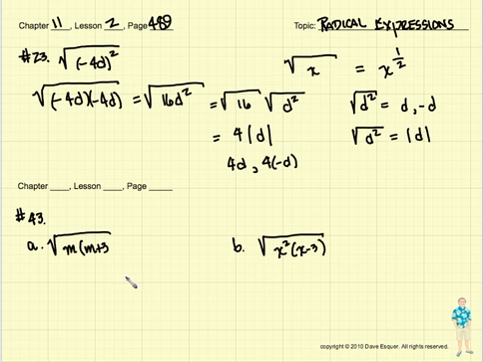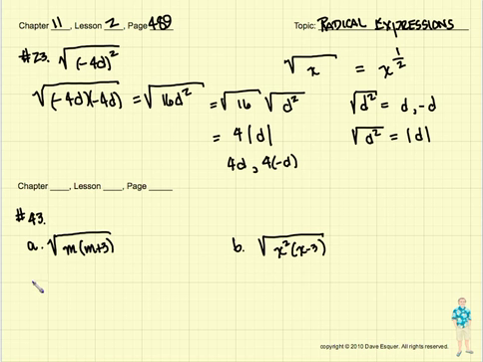Number 43 has two parts to it. Determine the values for the variables that will make each expression a real number. And let me finish my parentheses. We remember we've talked about in class, for Algebra 1, there is no way that we can take the square root of a negative number.